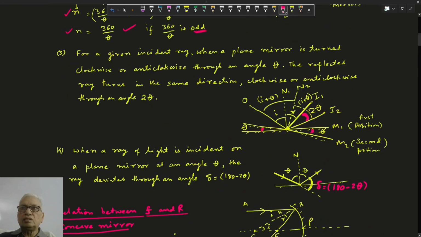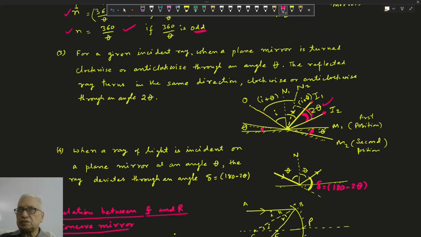Suppose the mirror is at position 1, the image of this object is formed here at I1, angle I is equal to angle R. If we rotate the mirror by an angle theta, then this image is rotated by angle 2 theta. Because in this position, from the new normal, the angle of incidence is I plus theta, not I. Similarly, R will be I plus theta. So the total is 2I plus 2 theta.